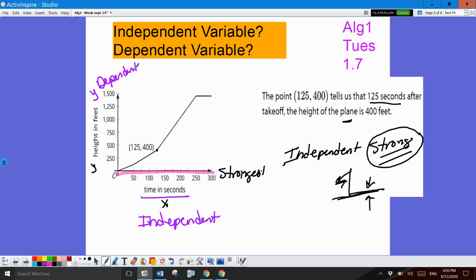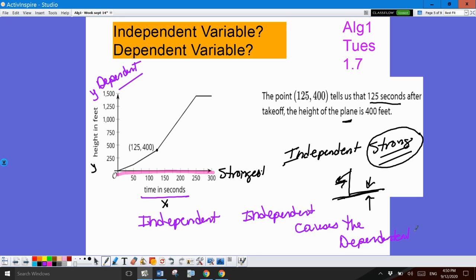Okay, so the reason that makes sense is because the independent causes the dependent.